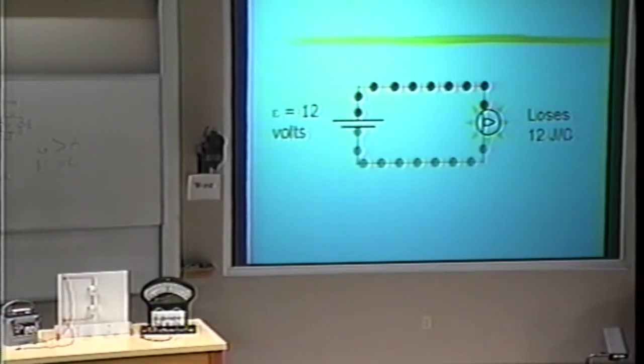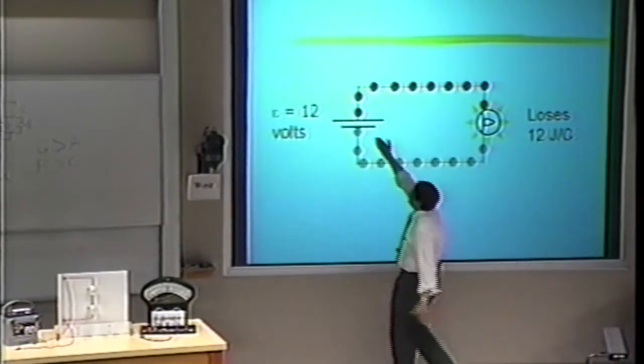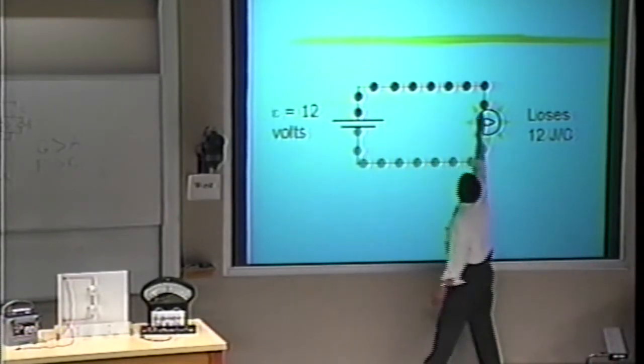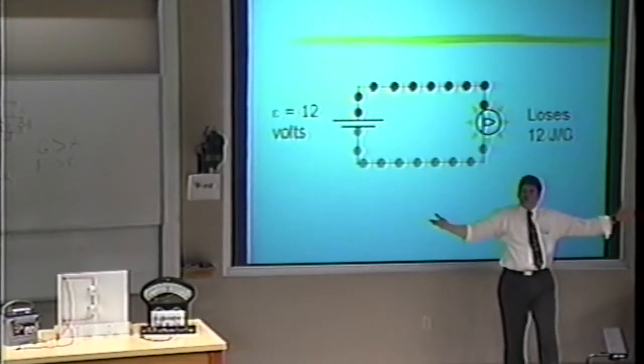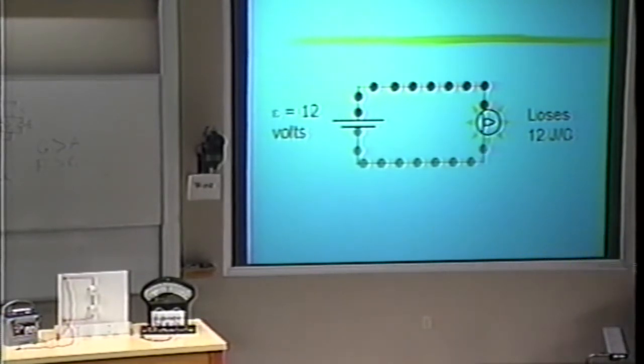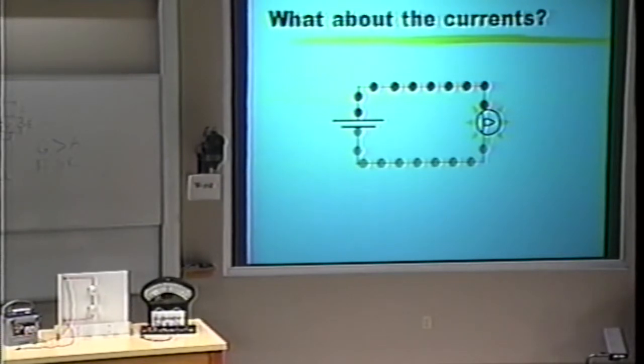You should see those coulombs, those charges, moving around the circuit. Every time they go through the battery, they pick up 12 joules. When they go through the bulb, they deposit those 12 joules in the form of heat that causes the filament to glow. What about the currents? Well, it's the same everywhere. What goes around comes around. Again, the fourth time I've talked about that.